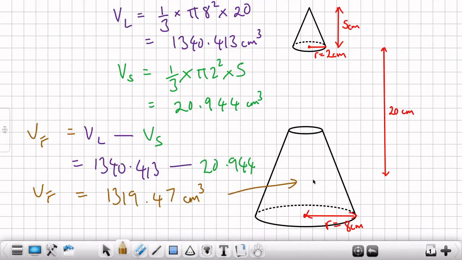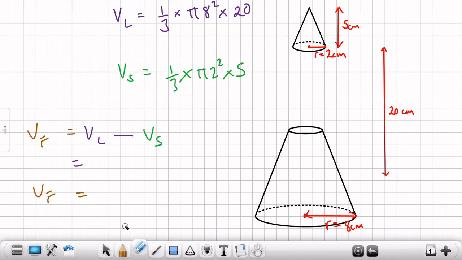Now, if I wanted to, I could do this calculation in terms of pi. So if I just show you, right, same thing again. We're going to do the same calculation, but in our answers, we're going to leave the pi in, right? So let's just simplify this bit over here. We've got 8 squared times 20. 8 squared times 20 is that. Don't forget the pi, don't forget the over 3.